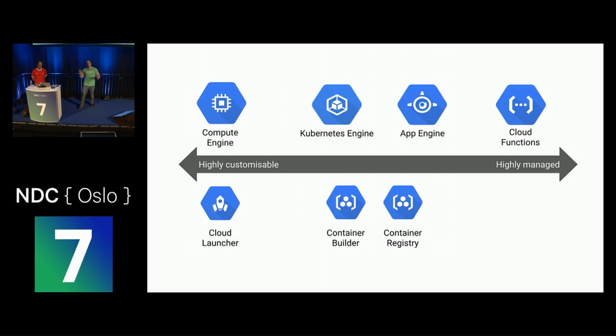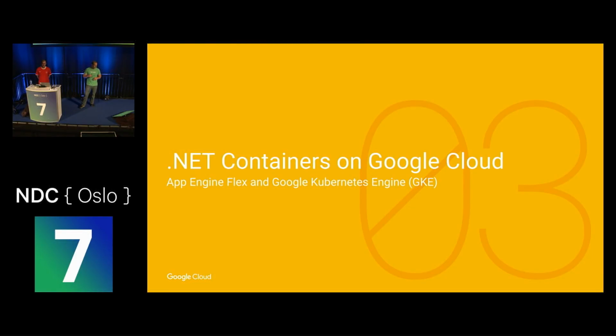So this is a great way to get started with a project a lot of the times. As the project grows, it gets expanded. You need to have more configuration, more control. And then migrating to Kubernetes is a good choice. So I think that's it. So now Meta is going to talk a little bit more about .NET containers specifically on the Google Cloud Platform.